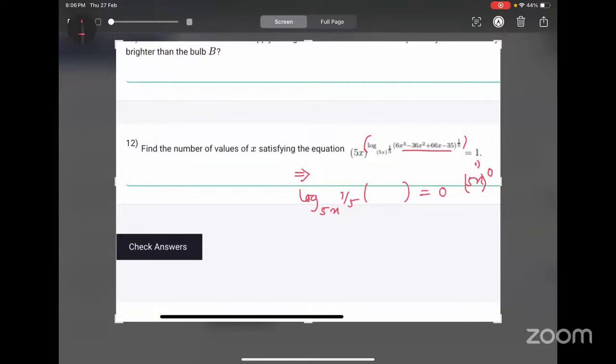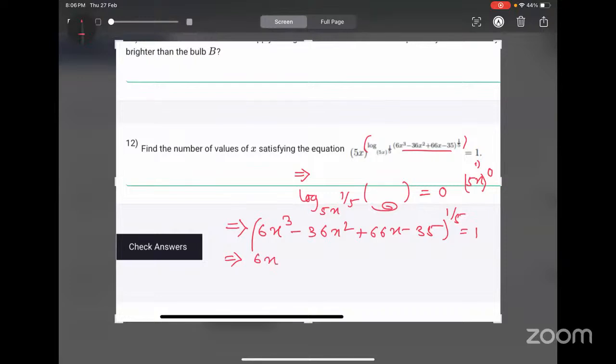Right? Yes, ma'am. Then log of something is 0 means this something is equal to 1. That means this 6x cube minus 36x square plus 66x minus 35 power 1 by 5 will be equal to 1, right? Then we have a cubic equation and we can solve it, right?